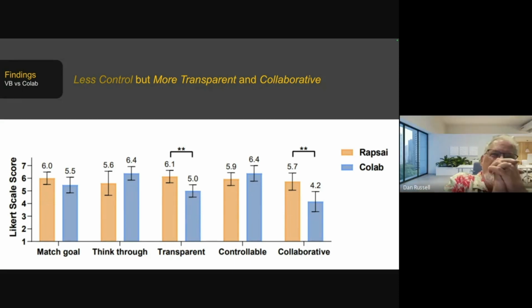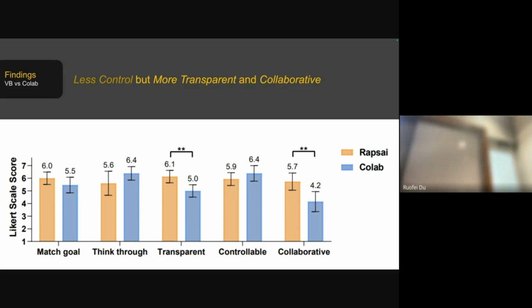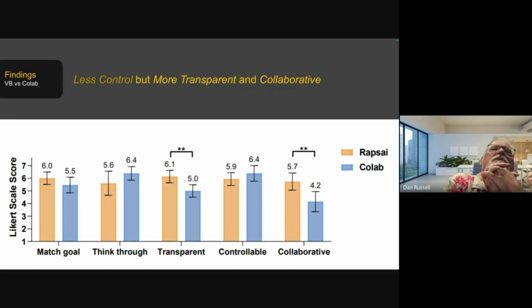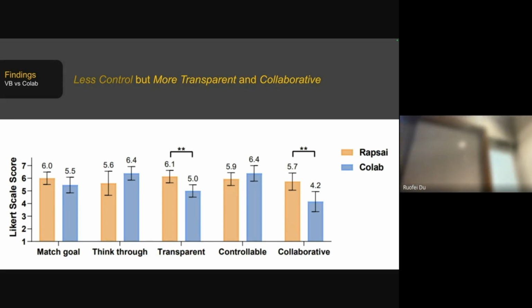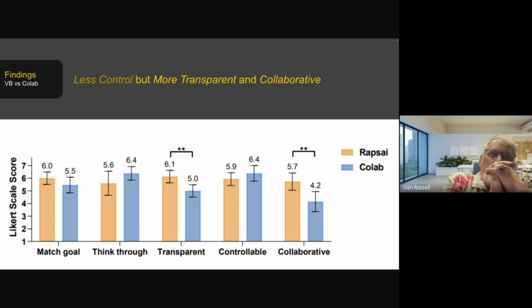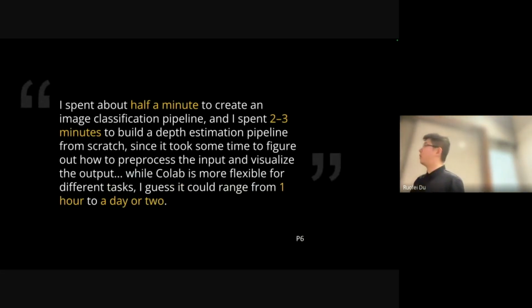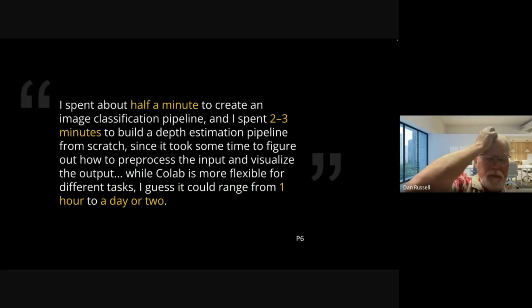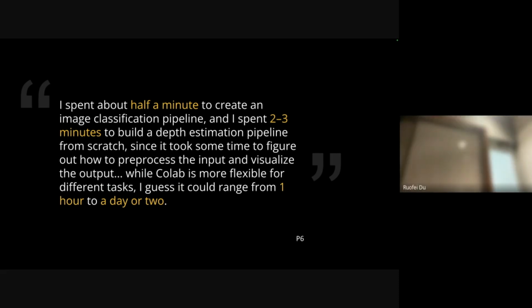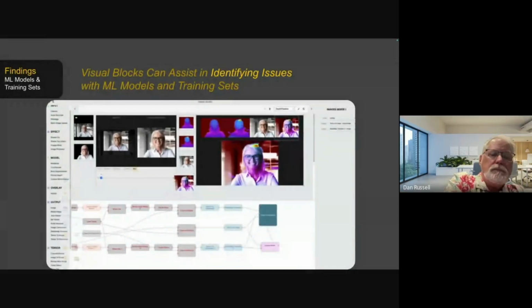And here we go. We also asked people to compare with their traditional working pipeline, which is usually in a notebook or Colab space. And we found that our system has less control because users cannot use coding to change their workflow. However, it gives people more transparency and a collaboration atmosphere. For example, in the old days, you spent an hour or two making a pipeline in the Python notebook. And now you can just take half a minute or a few minutes to get a virtual background pipeline in the tool.